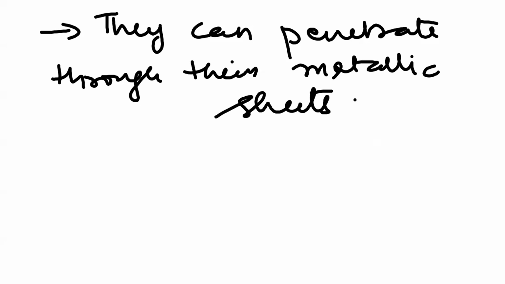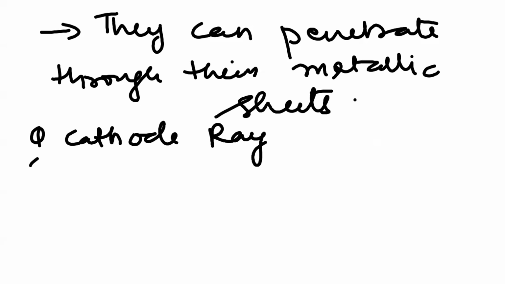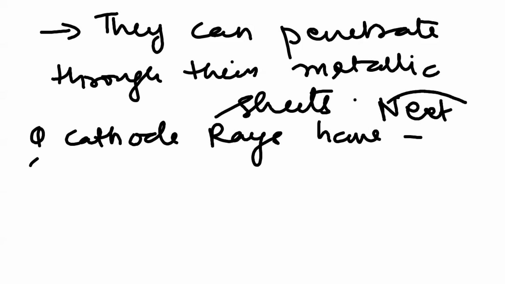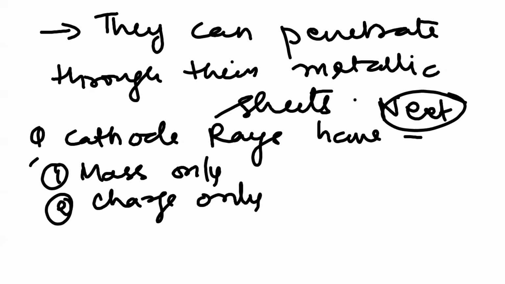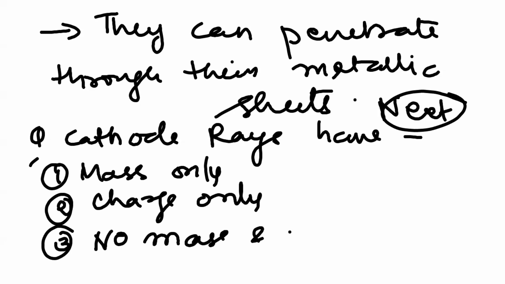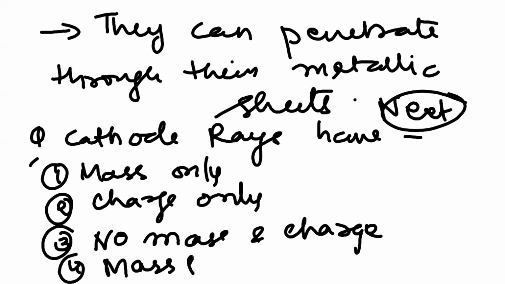Now I'm giving you one question, this is an AIPMT question. Cathode rays have: first, mass only; second, charge only; third, no mass and no charge; and last, mass and charge both. Tell me.